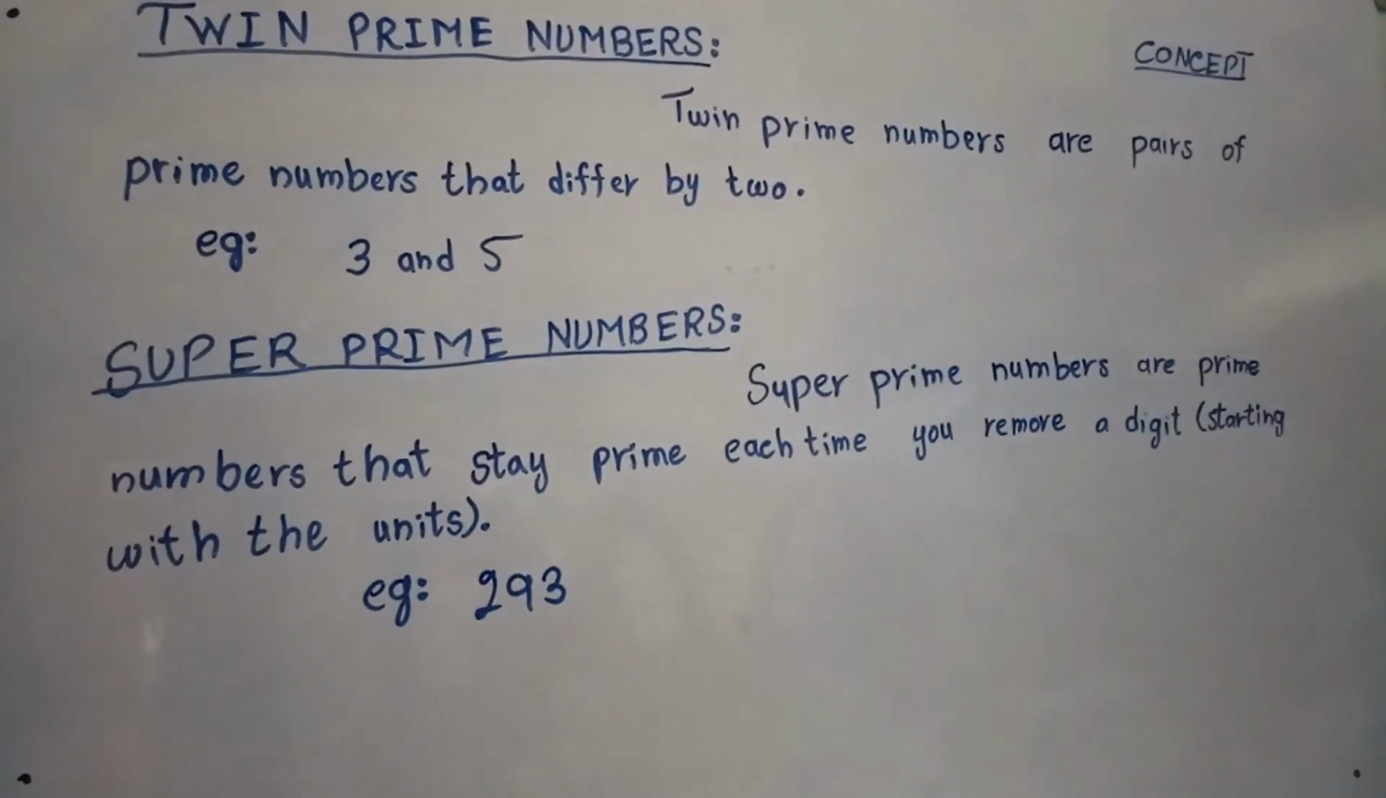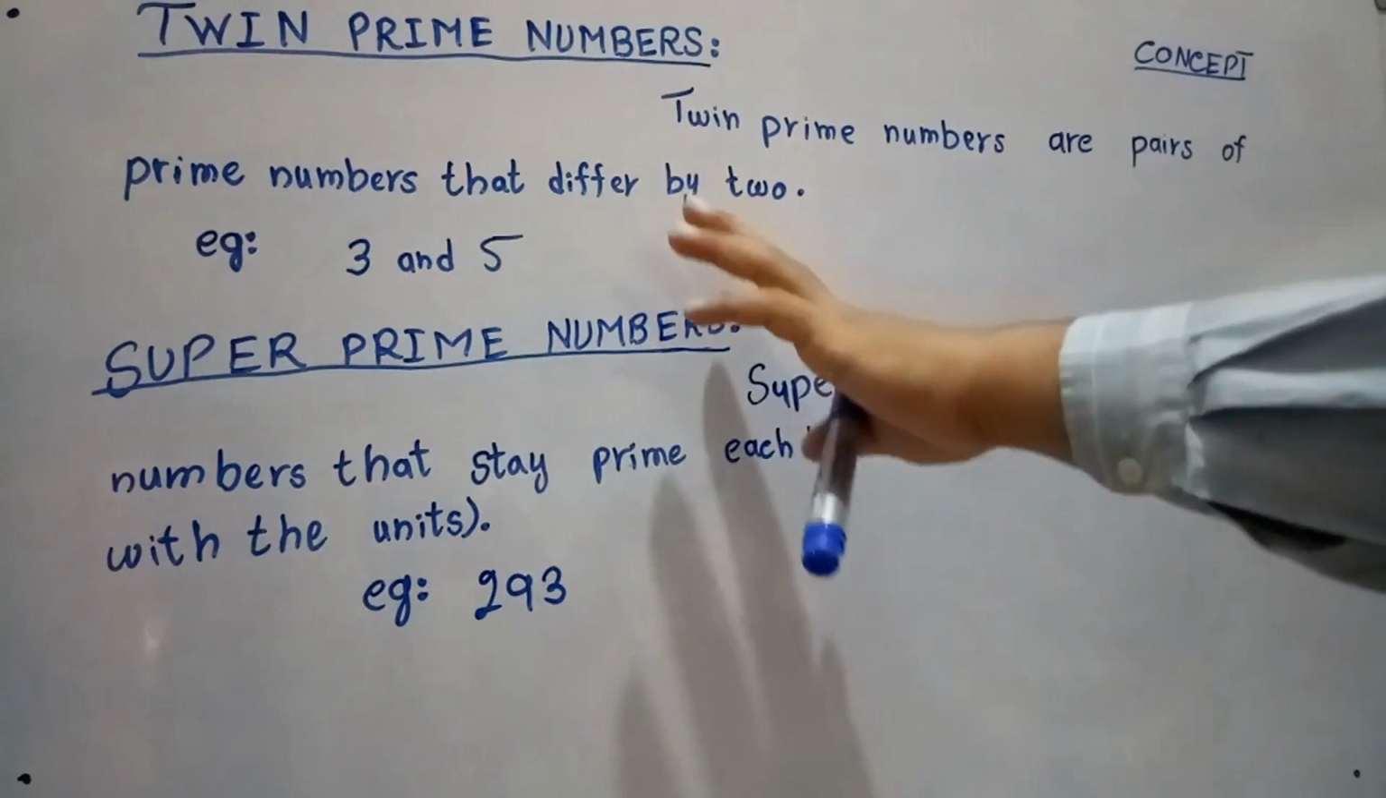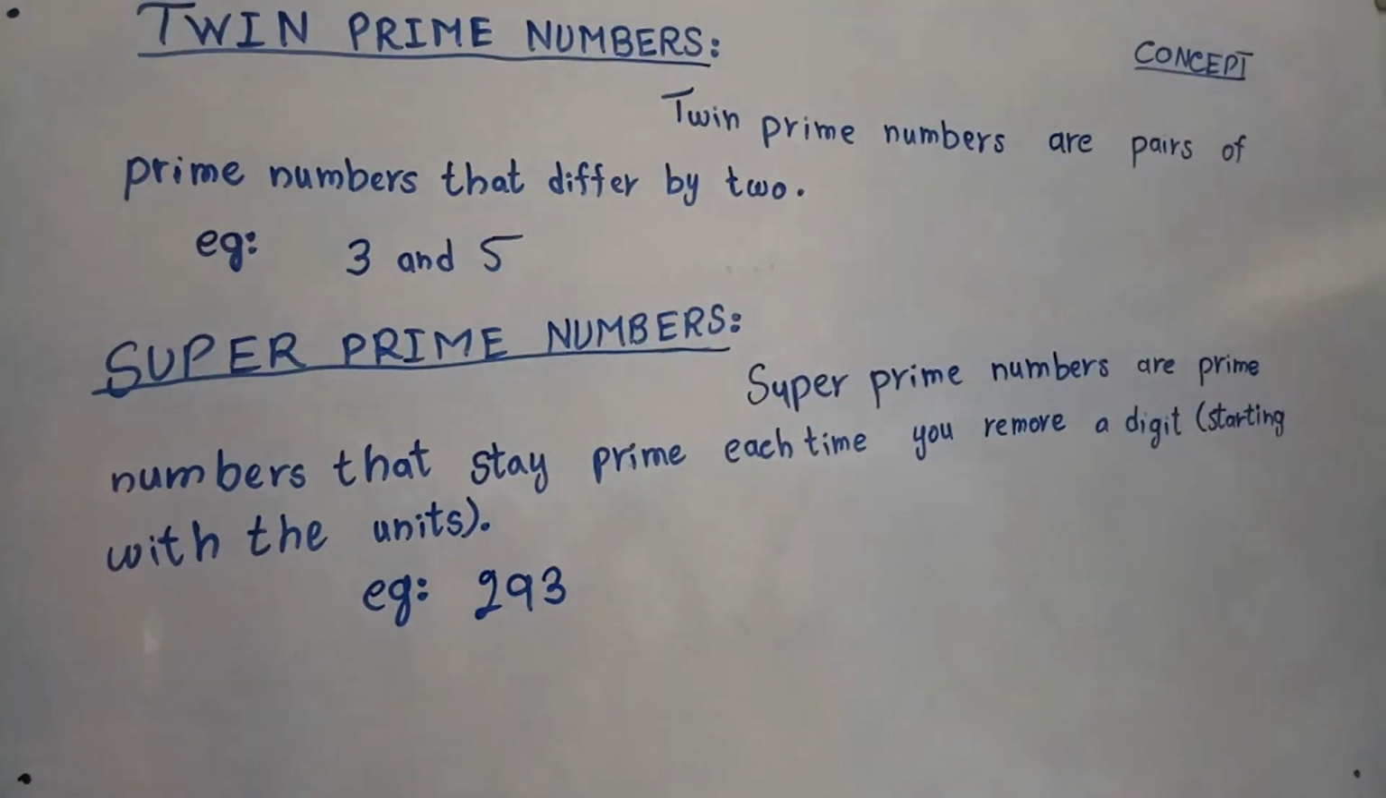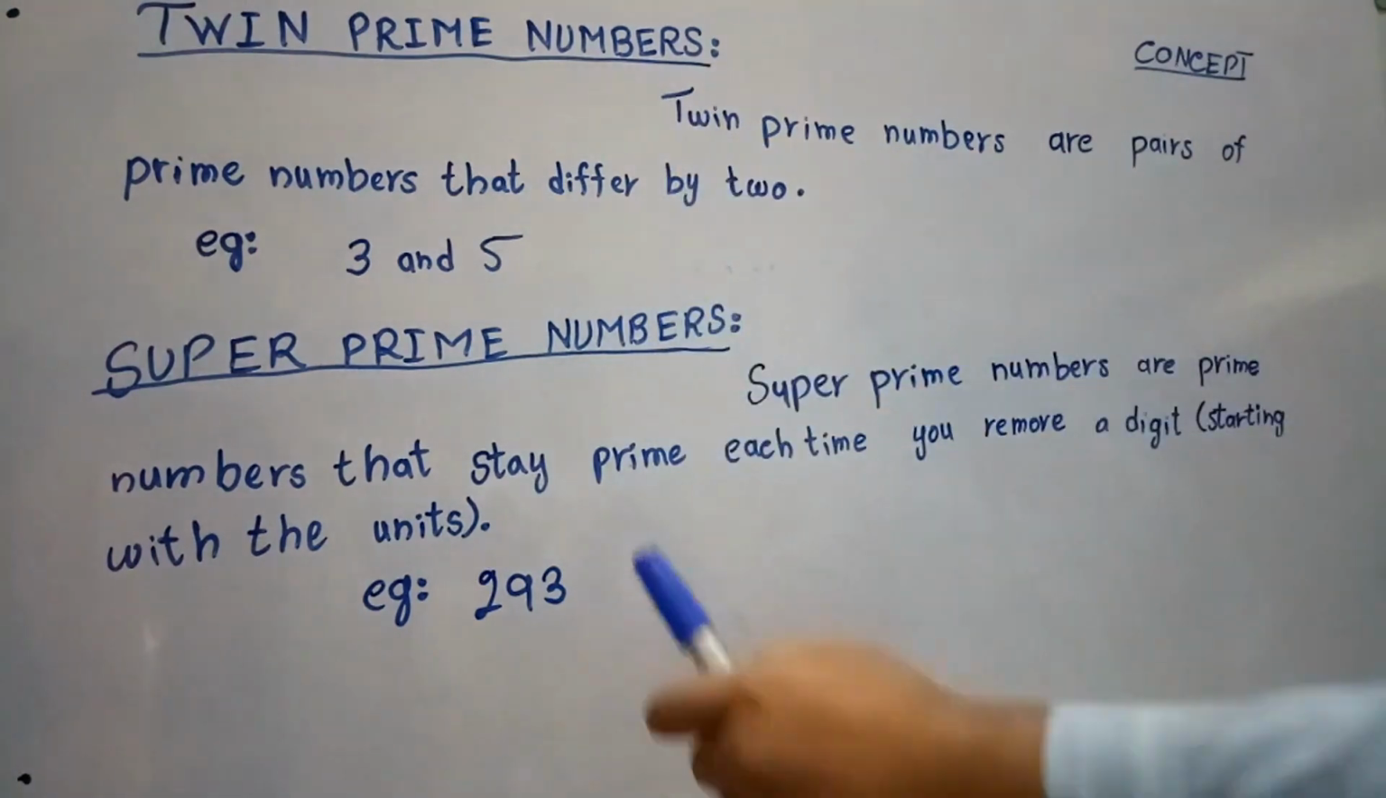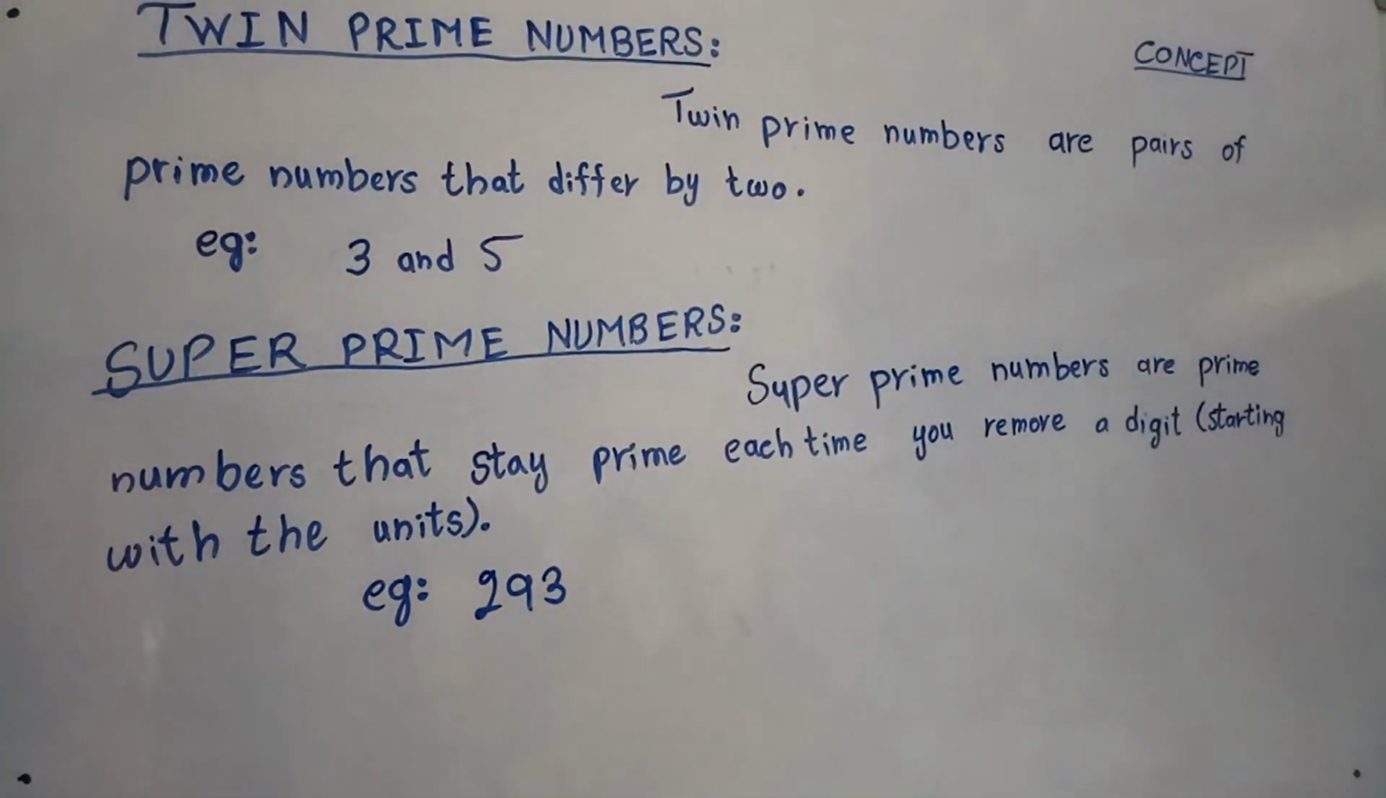Hey guys, what's up? Today's topic is about prime numbers. Actually, I am discussing here two types of prime numbers. You know what prime numbers are? Prime numbers are those numbers which have only two factors, one and the number itself. So here the topic is about twin prime numbers and super prime numbers.